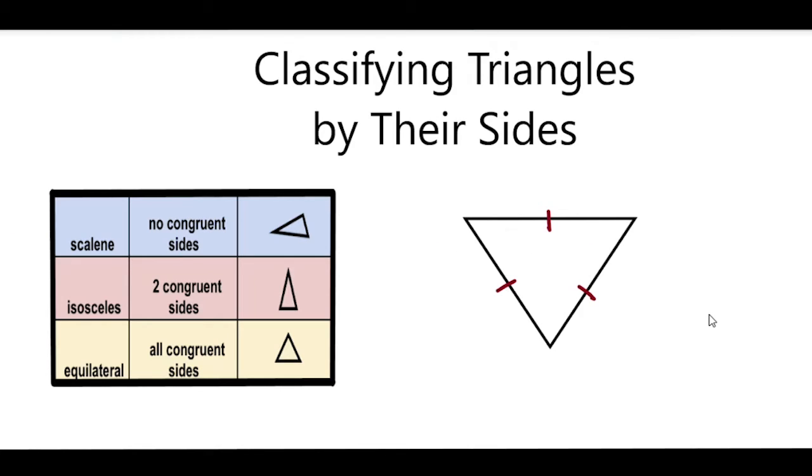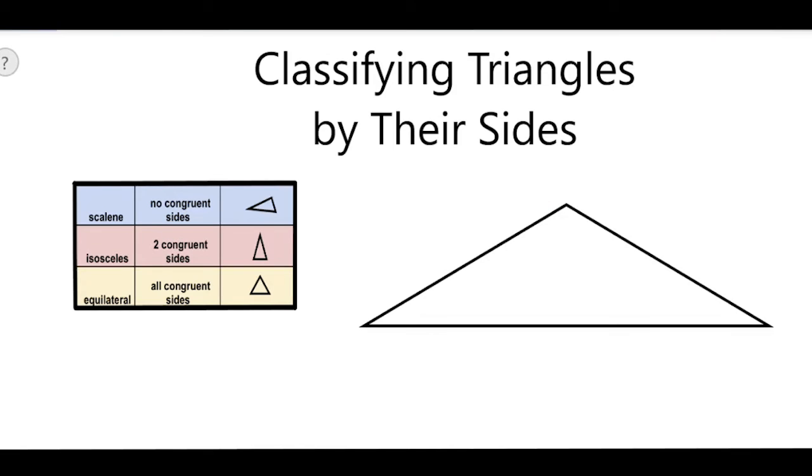So here I have a triangle, and I don't know the lengths of the sides, but what I do know is that they're all congruent. When you have a triangle where all the sides are congruent, that is an equilateral triangle. And that's how you classify triangles by their sides.